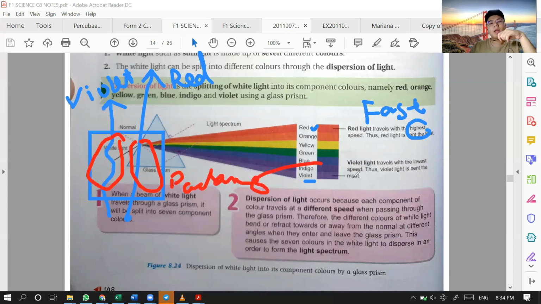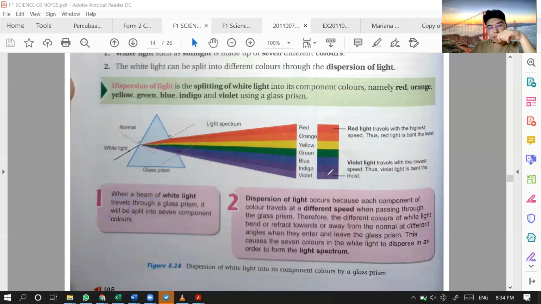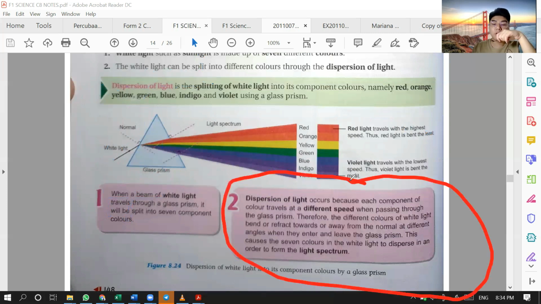Do you need to read all this? You read by yourself. I already explained everything to you.